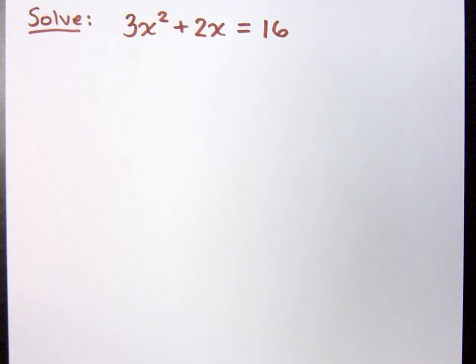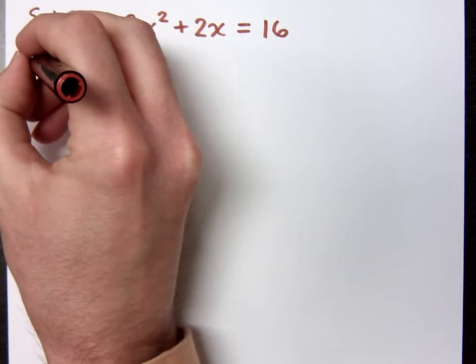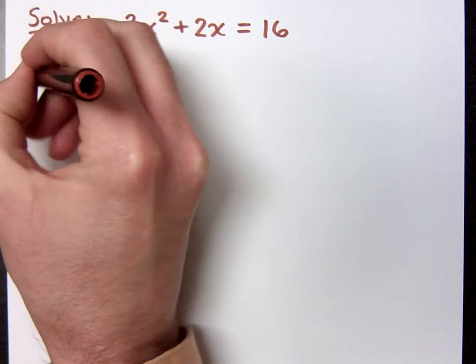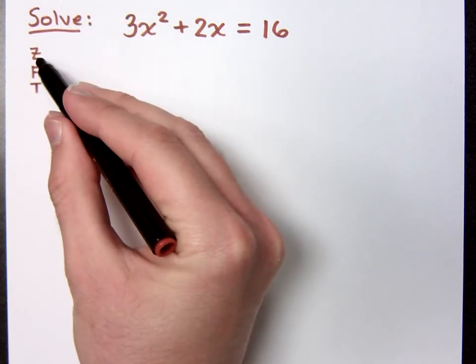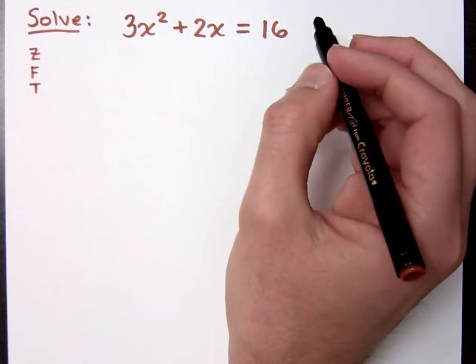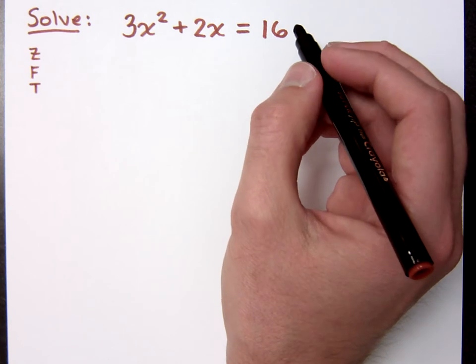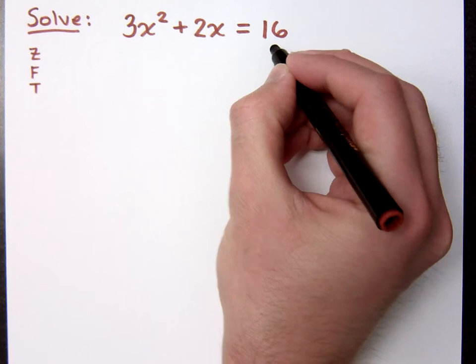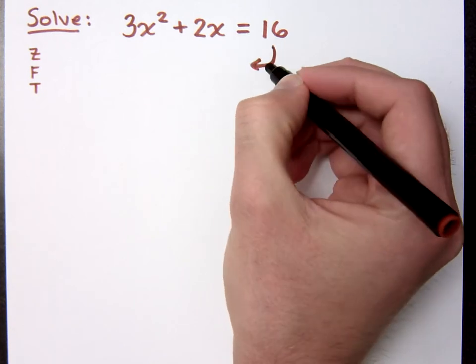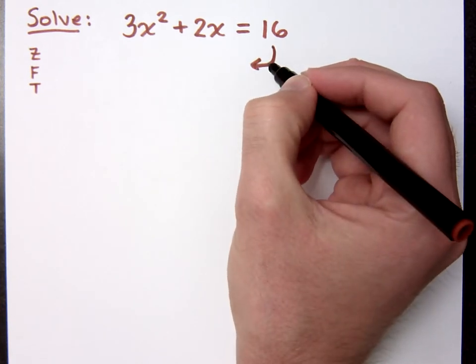Let's look at solving this quadratic equation. Now, we're talking about the zero factor theorem, and you may even want to write that down like an abbreviation, like ZFT. And that tells you exactly what to do. What does the Z stand for? Zero, so I have to have it equal to 0. Is it equal to 0? No. How do I get it equal to 0? Subtract the 16.